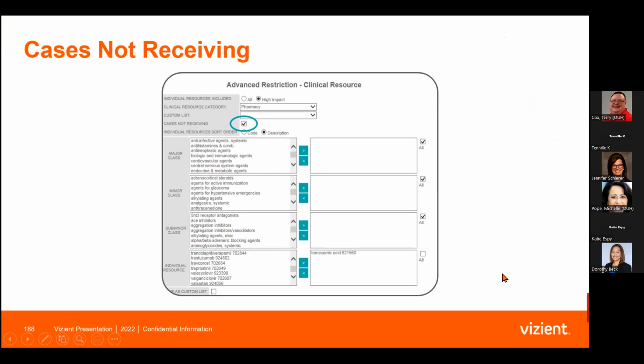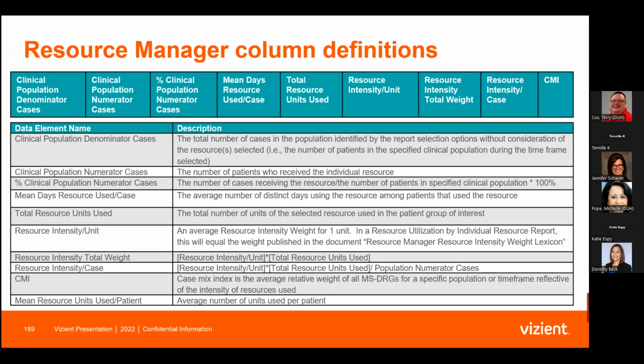And these are just the definitions for the standard columns when you're running a resource utilization report. There's denominator cases and numerator cases. The denominator cases will give you the total number of cases of what you selected as your patient population in the advanced restriction, without consideration of whether they used the resource or not. The numerator cases is the number of patients who received or utilized the individual resource. Okay. And this then is a really nice reference slide.